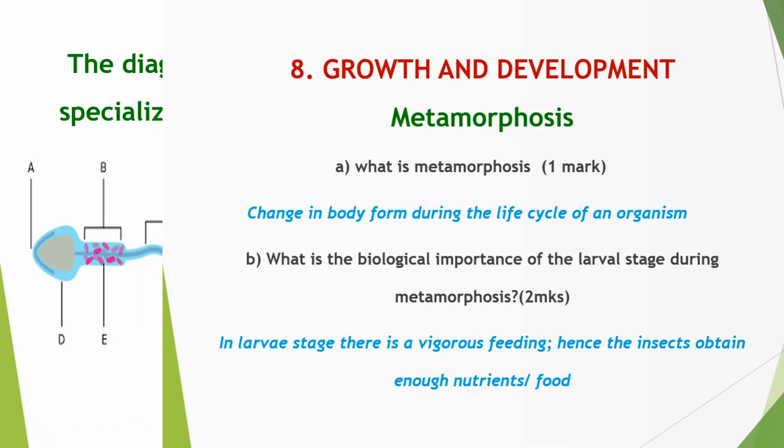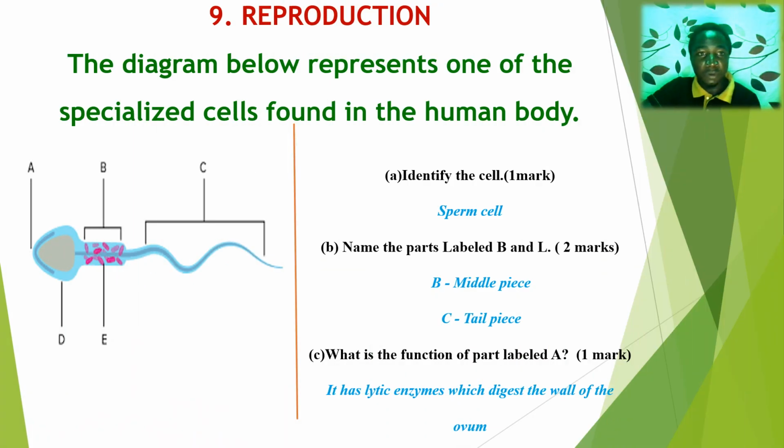Next question comes from reproduction. The diagram below represents one of the specialized cells found in the human body. Just by looking at the cell, we already know this is a what? A sperm cell, because sperm cell is characterized by the head, the neck region, and then the tail. So you see, this is the head, the neck region, and then we have the tail. Identify the cell. The cell is sperm cell.